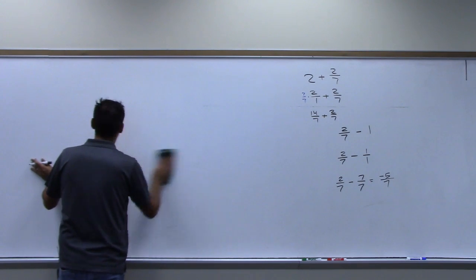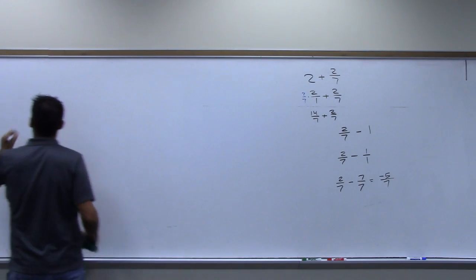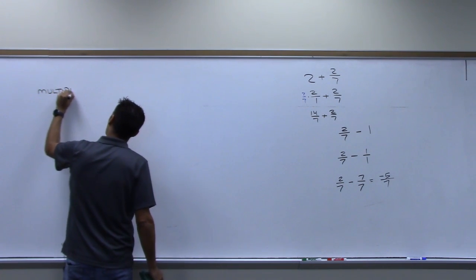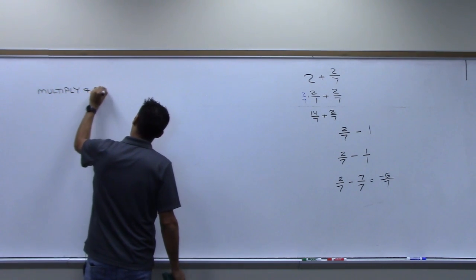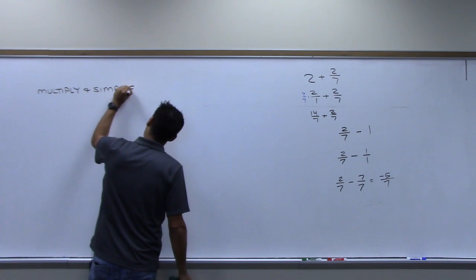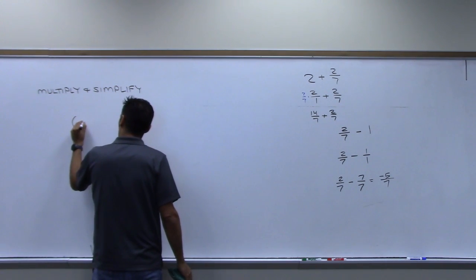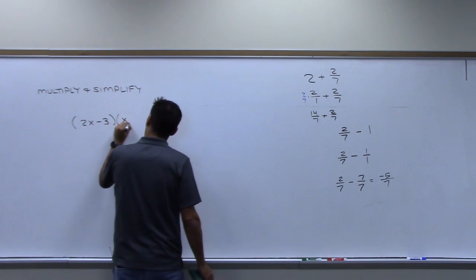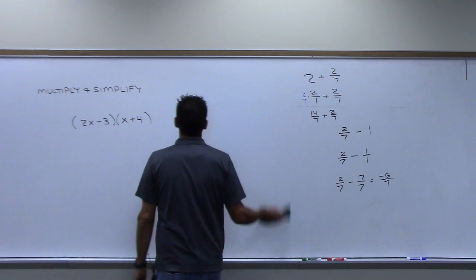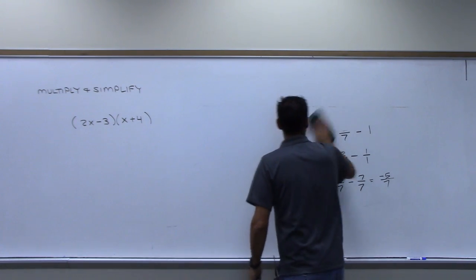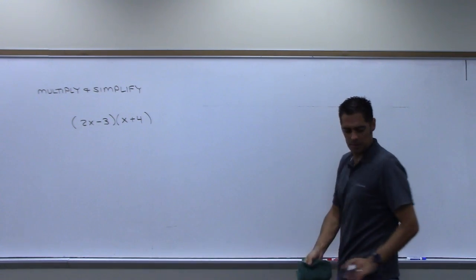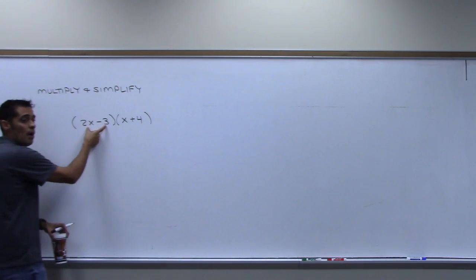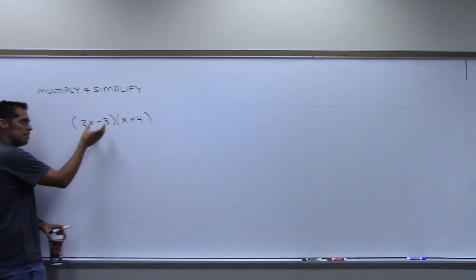So I'm going to make up my own problem first. All right. So how about if I say multiply and simplify the following. 2x minus 3 times x plus 4. This by itself is what we call a polynomial. It only has two terms, but it is a polynomial.